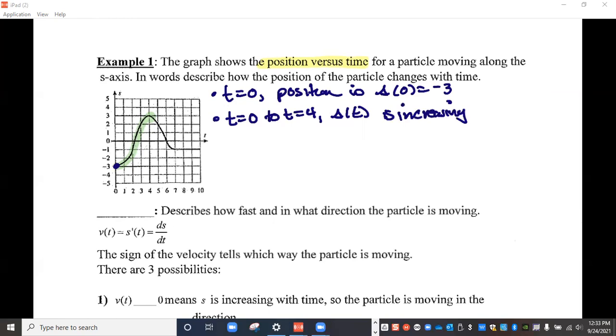So what that means in terms of the position of this particular particle is the particle is moving in the positive direction. So when your S of t is increasing, your particle is moving in the positive direction.